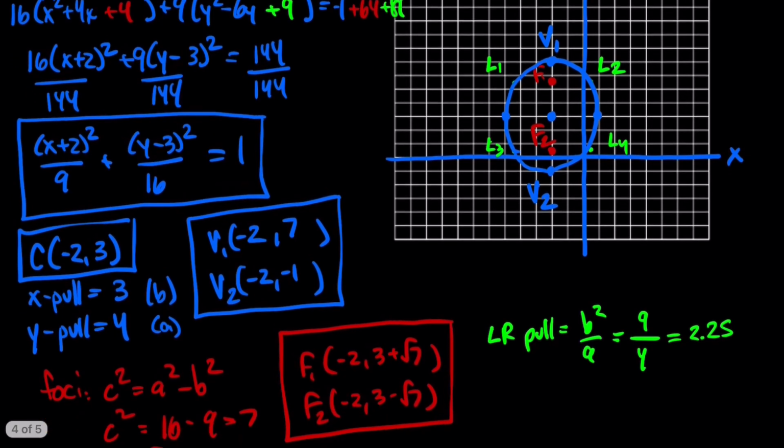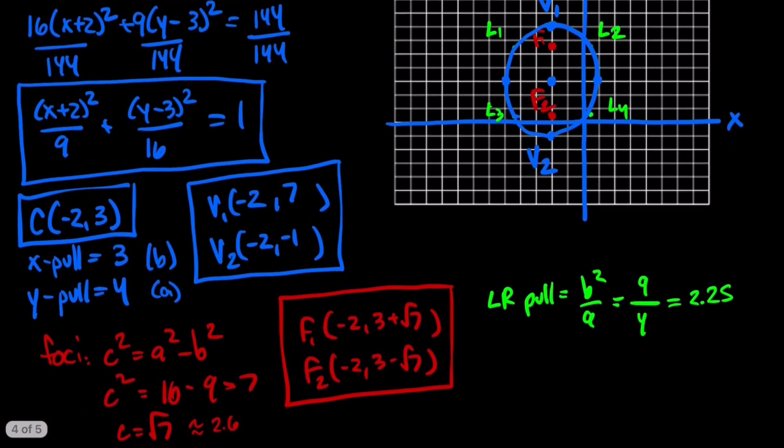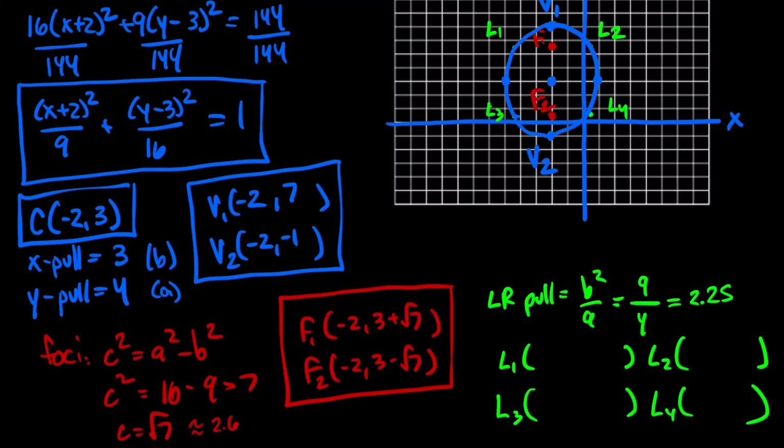Okay, so now I need to come up with those coordinates. Notice how these are arranged here, and I'm going to arrange them the same way down here. So I'll do L1, L2, L3, and L4. L1 and L2 are on the same horizontal as the focus, so they will have the same y coordinate as F1. So that's going to go here and here: 3 plus square root 7, 3 plus square root 7.